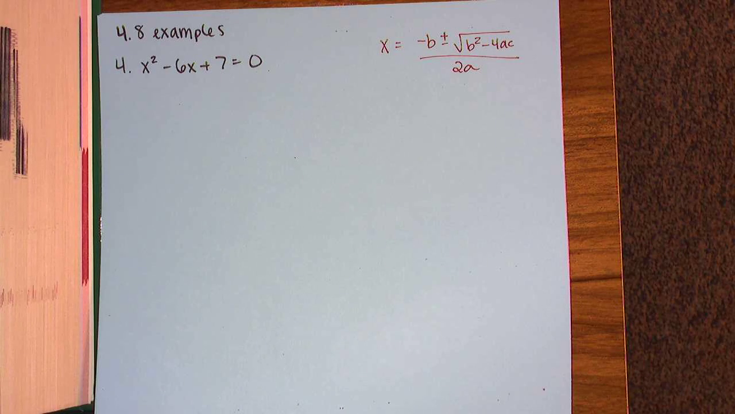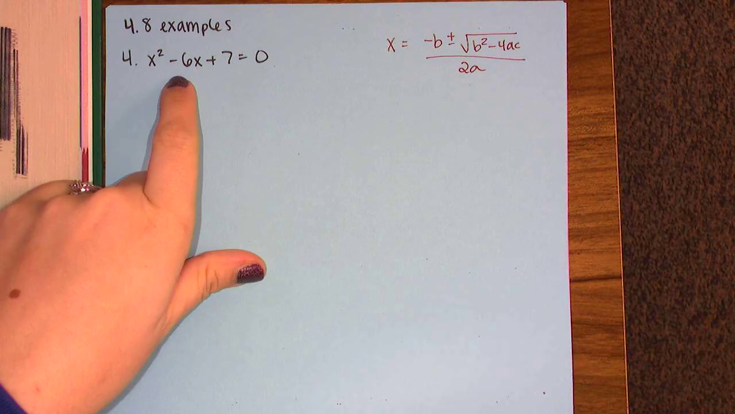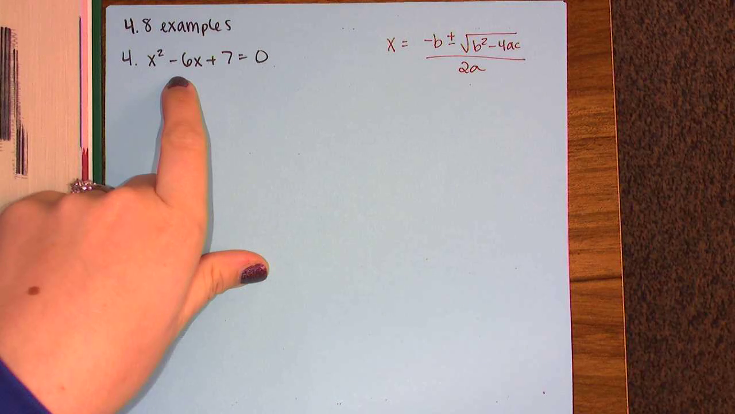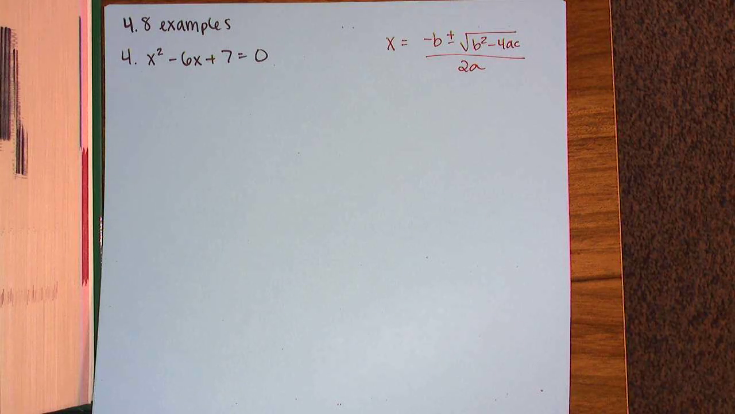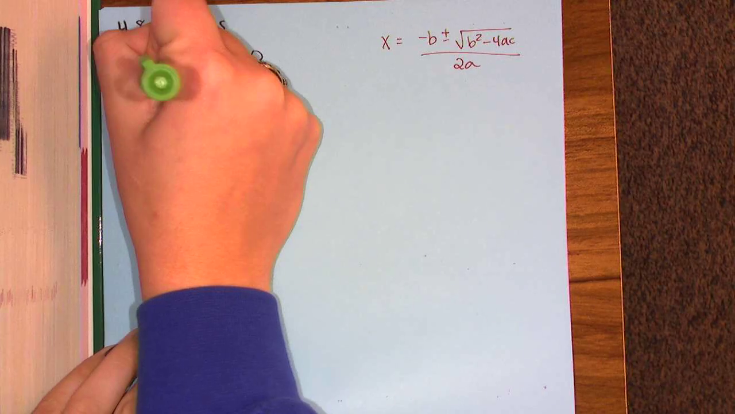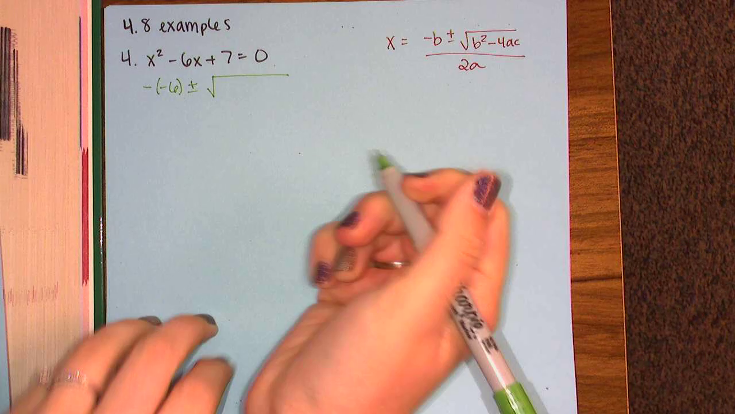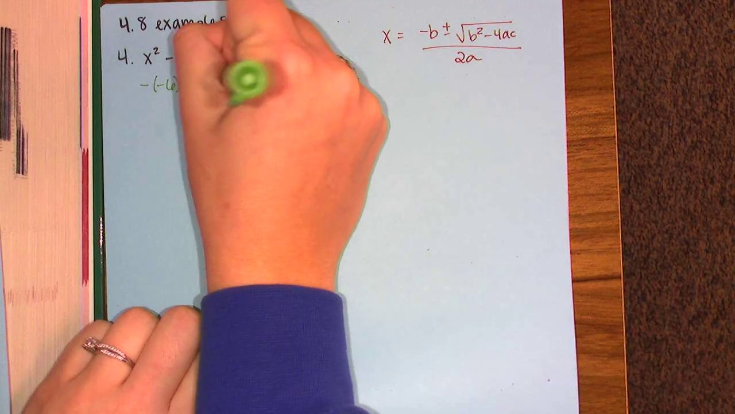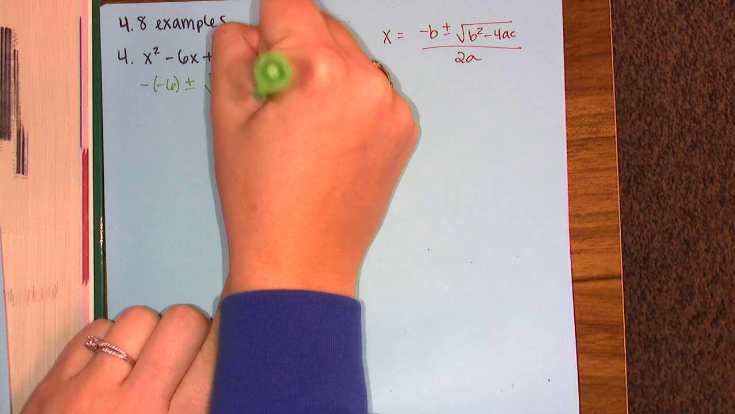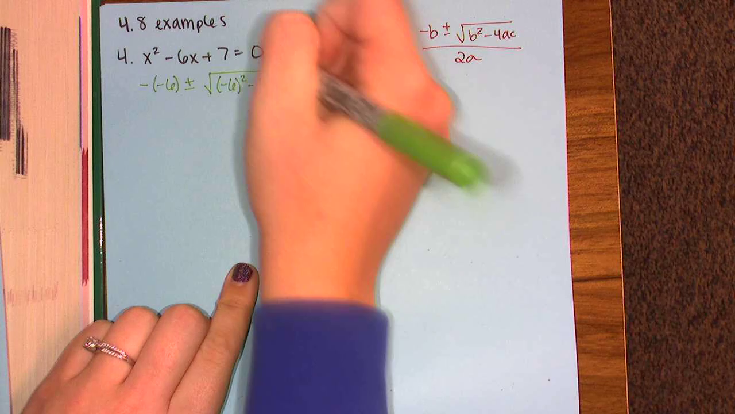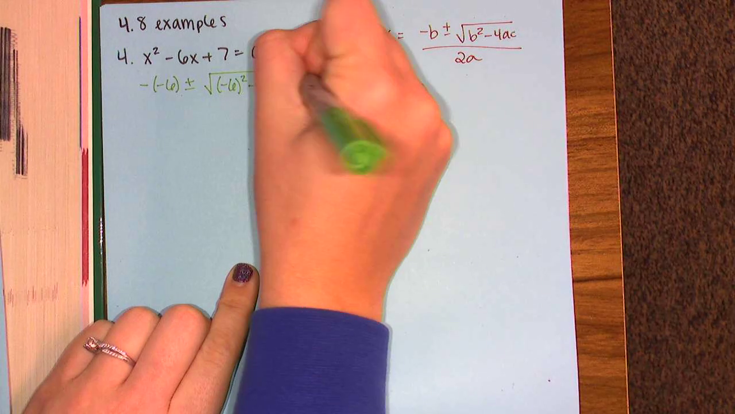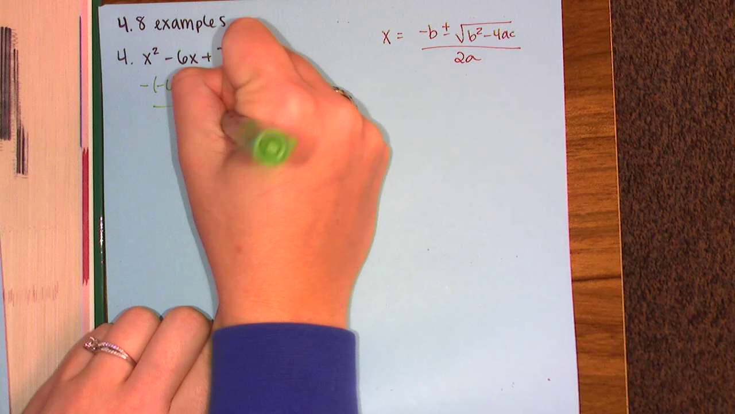Alright, so basically we just plug these numbers in. Okay, the signs that are with them stay with them when you plug them in. So negative b, so that's going to be negative times negative 6 plus or minus the square root of b squared, so that's negative 6 squared, minus 4 times a is 1 times c is 7, all over 2 times a is 1.